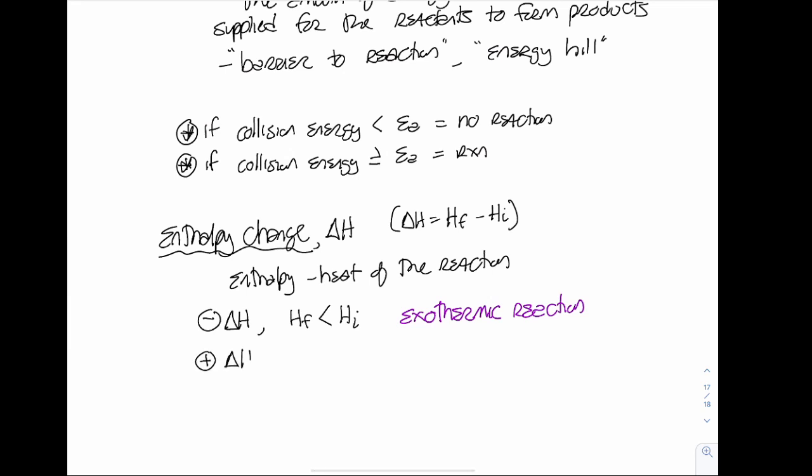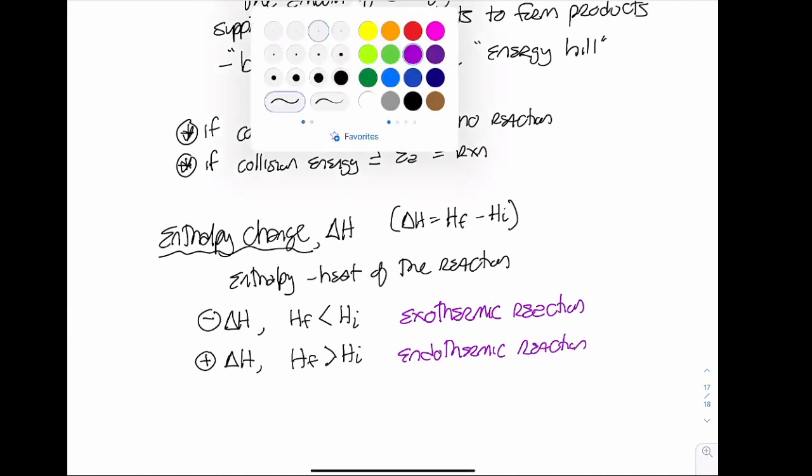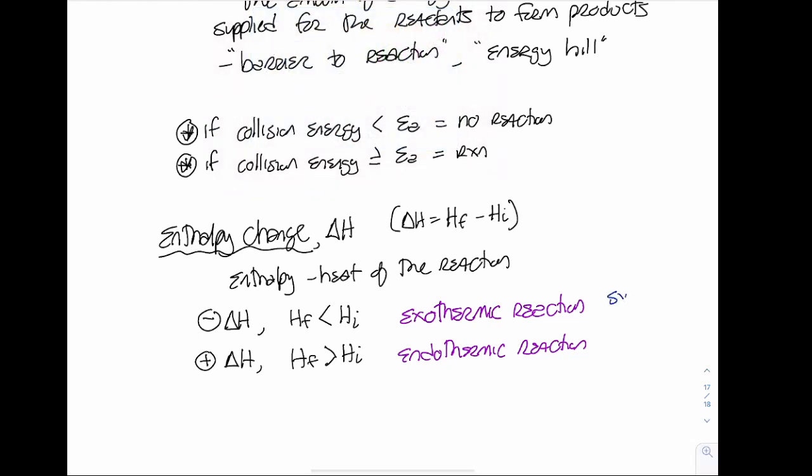If I have a positive enthalpy change, that means in the end I have more enthalpy, more heat energy than when we started. So my chemical system gained heat energy, and we said it was an endothermic reaction. Here we lost heat energy. Here our system gained heat energy.